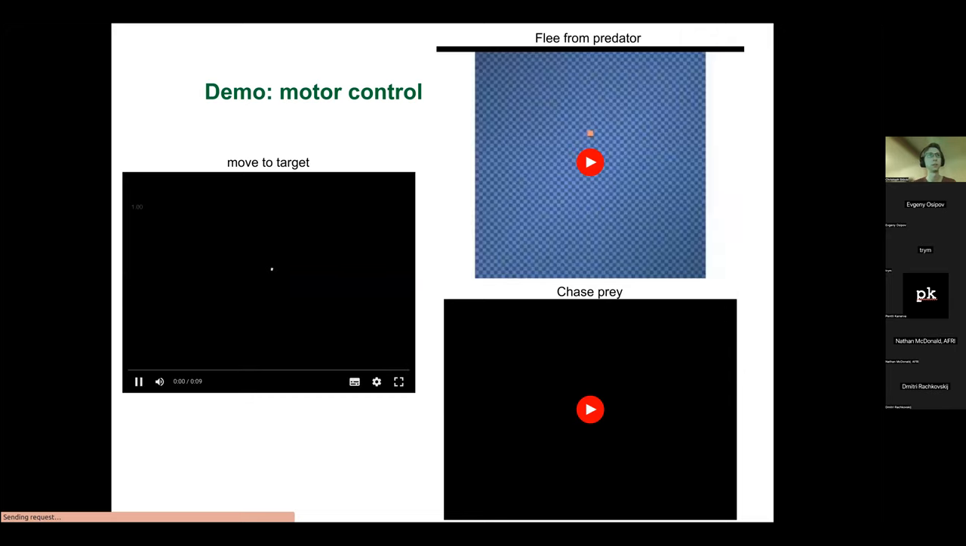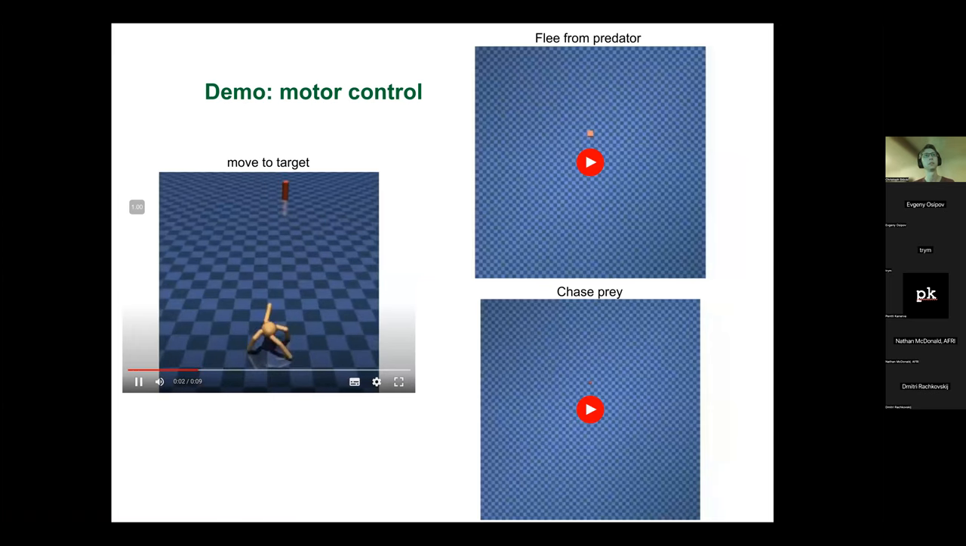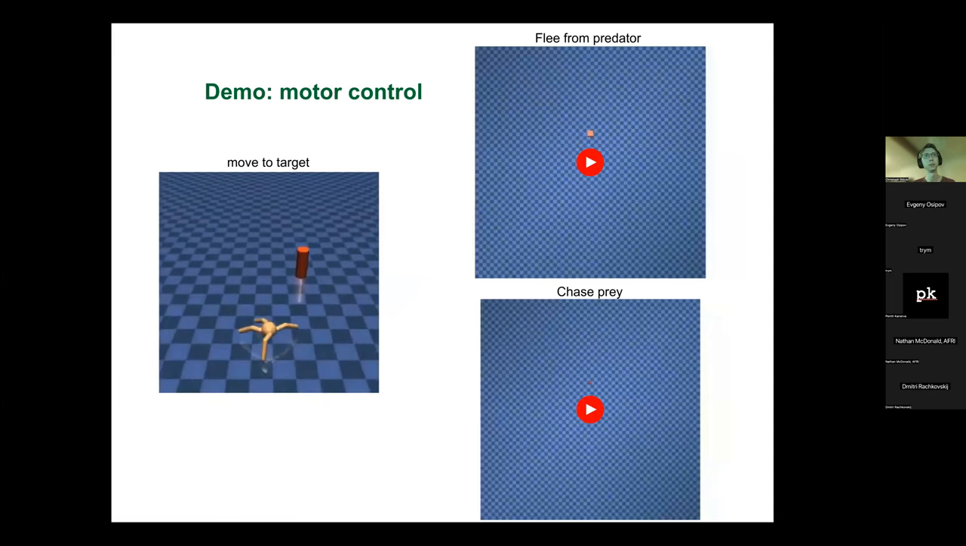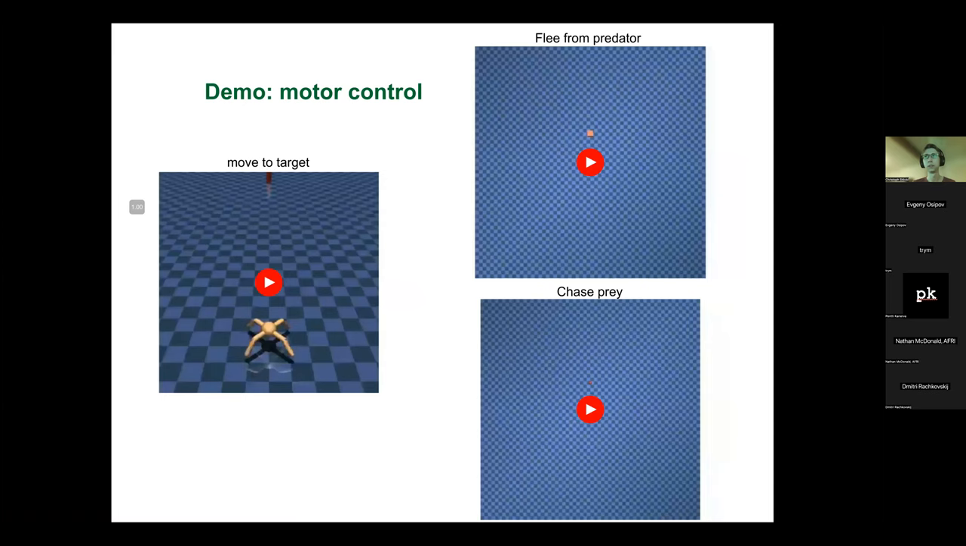So the first one moves to a target. So it moves to the cylinder. And this is really all based on these 200 random movement trajectories. This is all it got for learning. In the second video, you can see how it flees from this cube. At least I hope you can see it. It's rather small, I think, but probably it's possible to see it. And in the third one, it tries to chase this even smaller ball, which should represent some prey.